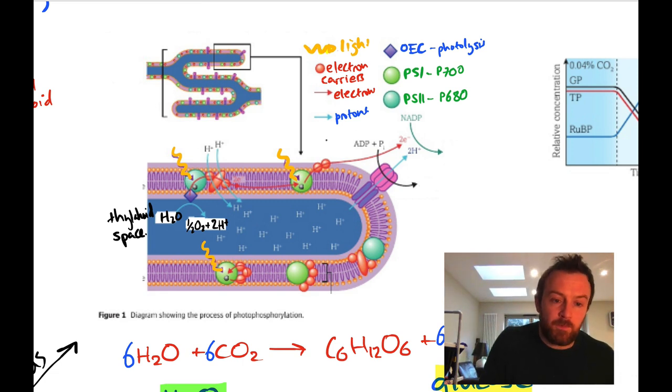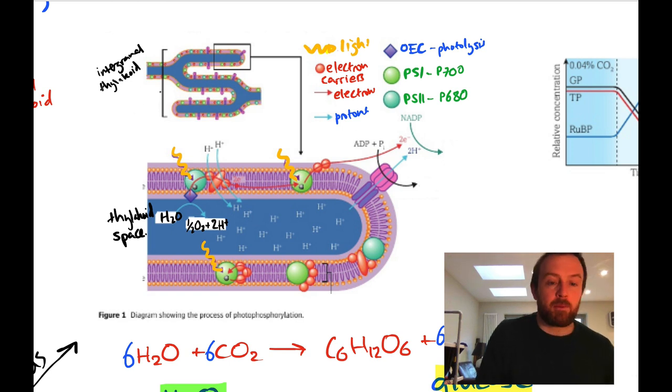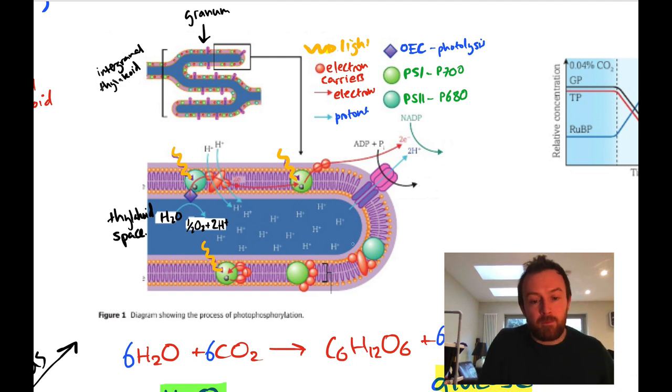Over here we've got an intergranal thylakoid. But most of the light-dependent reaction occurs on the granal thylakoid, the core part of the granum. So this is a granum, sorry, singular; grana is plural. And then we zoom in and we look at this big bit of the grana here. So I can just write zoom.